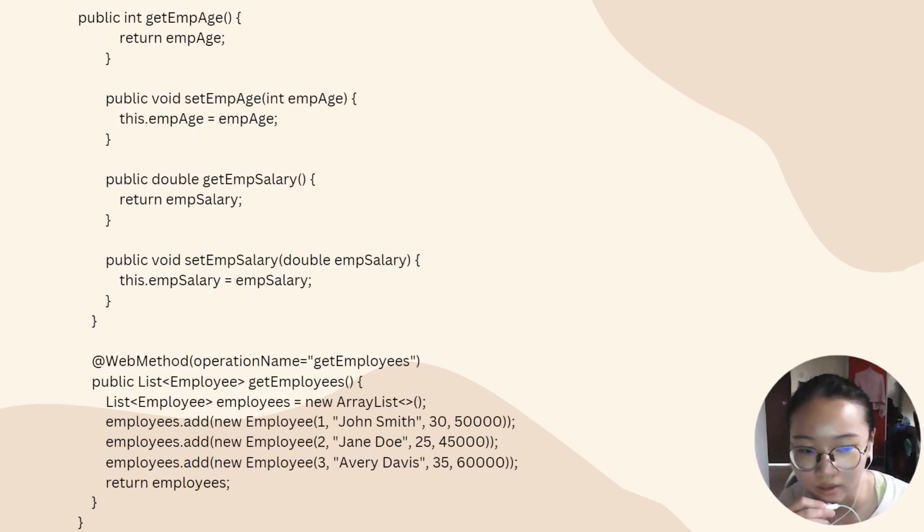Lastly, the operation name is getEmployee. We will publish the list of Employee into getEmployee, and the list of Employee equals new ArrayList. So we will add the Employee followed by the EMP ID, EMP name, EMP age, and EMP salary. There are three samples of employee that we will add into our data.